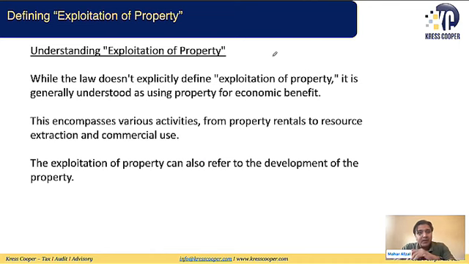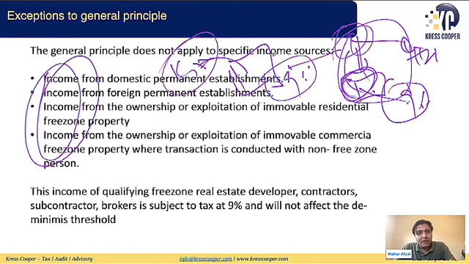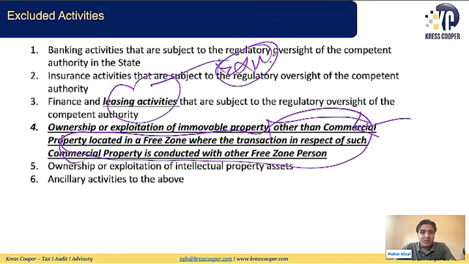The law is silent about the exploitation of property. If you go back, you can see the words here, number 4: ownership and exploitation of immovable property. Now, my question is, what is exploitation of immovable property? The law is completely silent about the exploitation of immovable property. So, does this include broker services? Does this include development services?